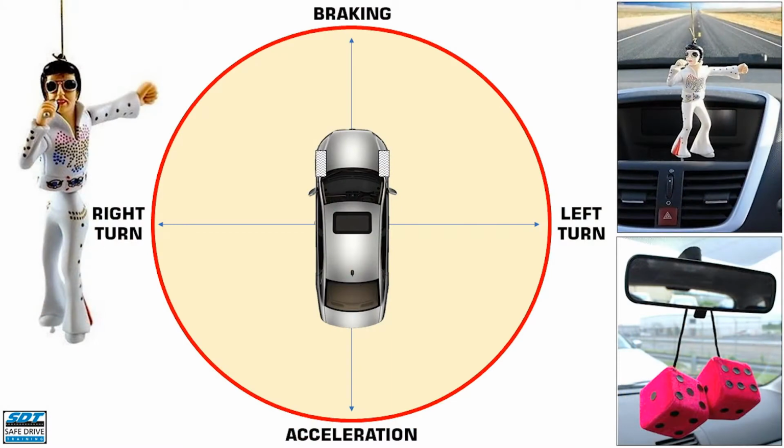If a dancing Elvis is hung from the center mirror, he swings forward when braking, swings rearwards when accelerating, swings left when turning right, and right when turning left. He does nothing when the vehicle is moving, but not accelerating, braking, or cornering. At this static point, dancing Elvis is balanced, just like the vehicle.